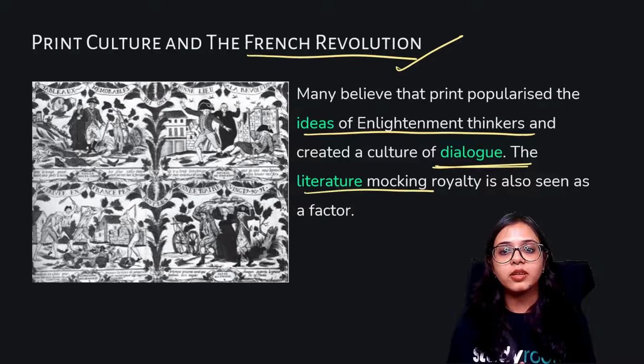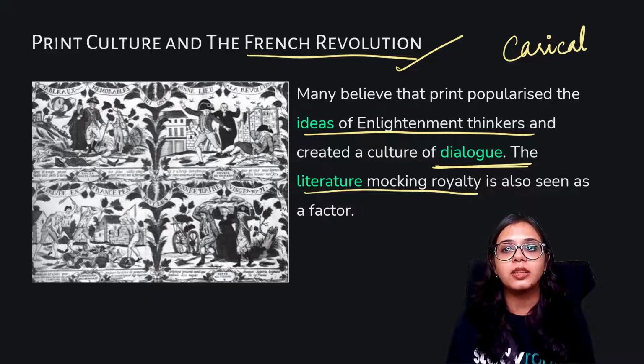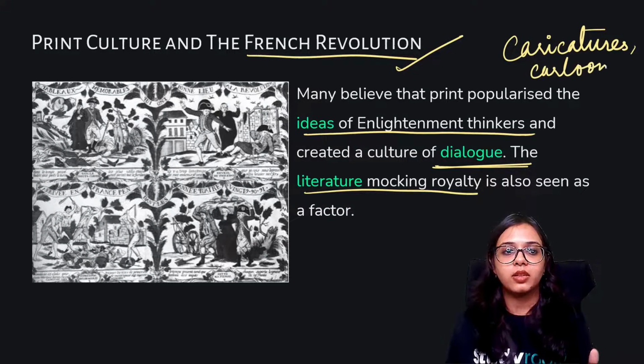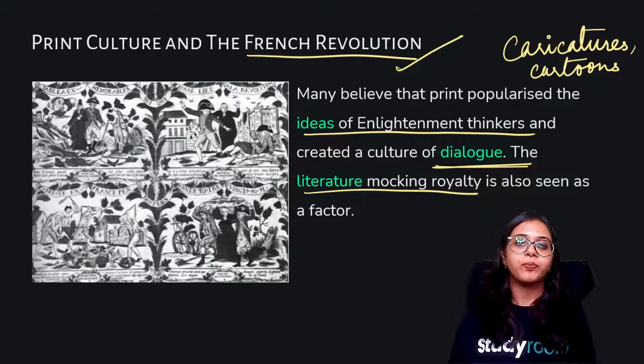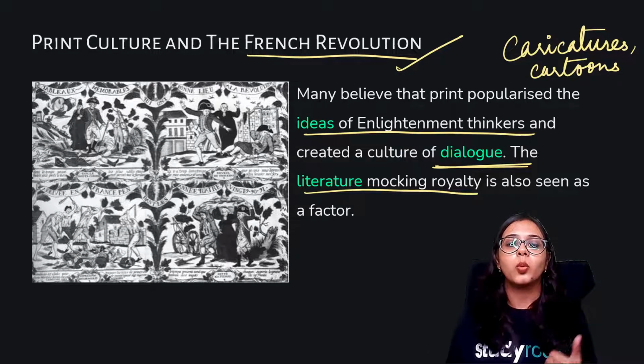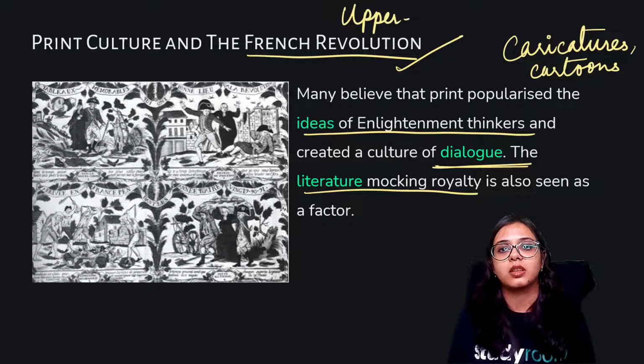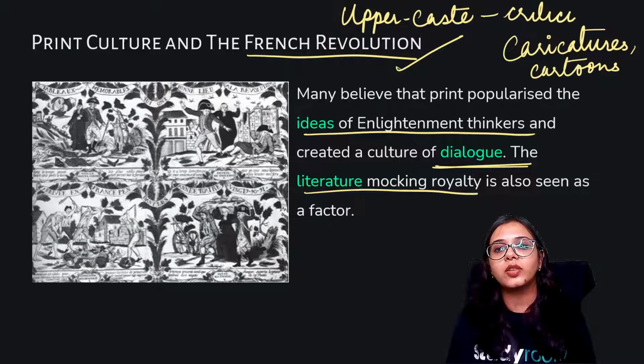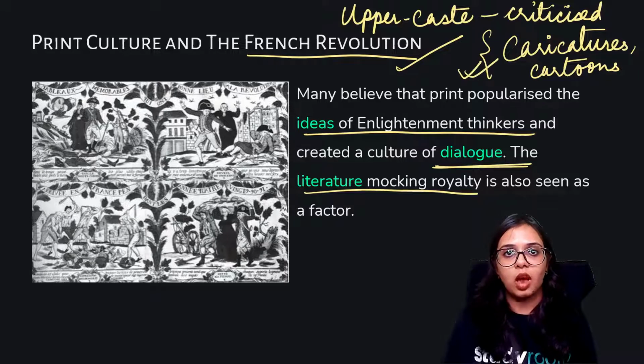And there was also a certain type of literature dedicated to mocking reality. These were the caricatures or cartoons, like you can see here in this photo. That was also a factor where the rich people, the upper caste people, were criticized. How were they criticized? By making caricatures or cartoons out of them.